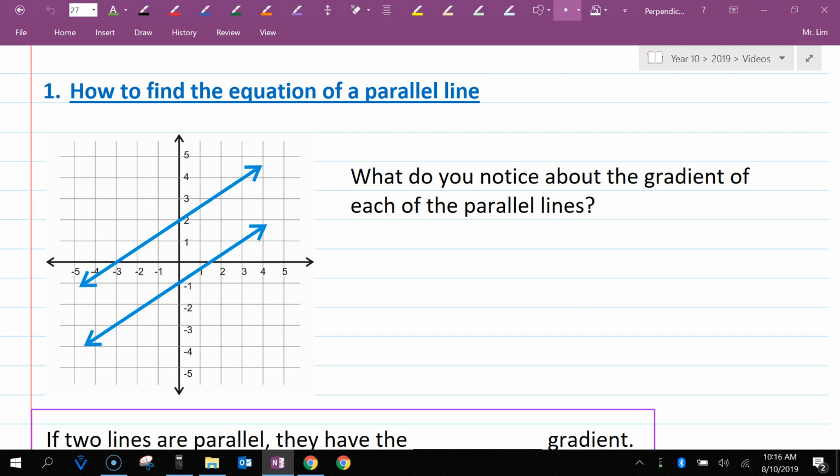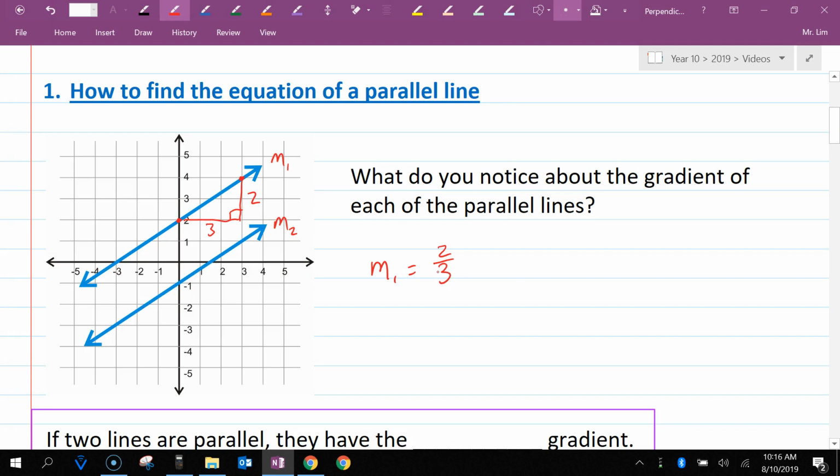What do you notice about the gradient of each of the parallel lines? Let's work it out. Let's call this one line 1, so M1 for the gradient. What is the gradient of the first line? We'll pick 2 points and draw a right angle triangle. The rise is 2 and the run is 3, so the gradient is 2/3.